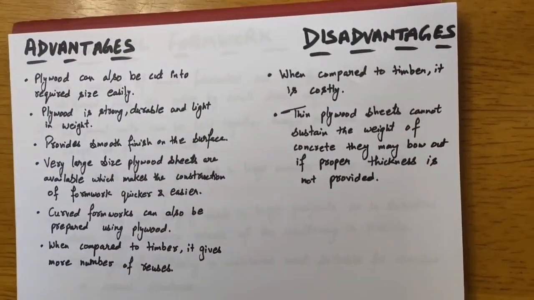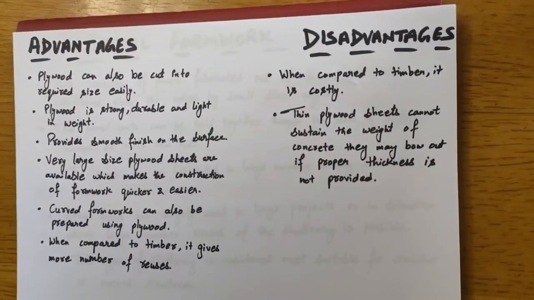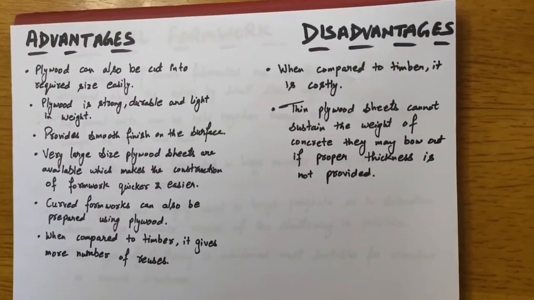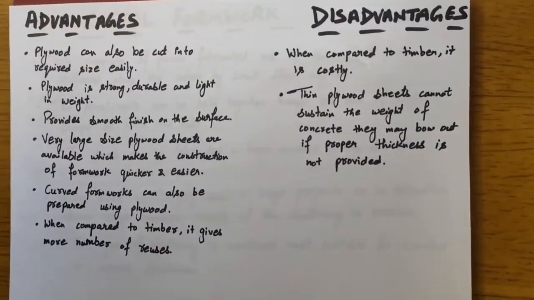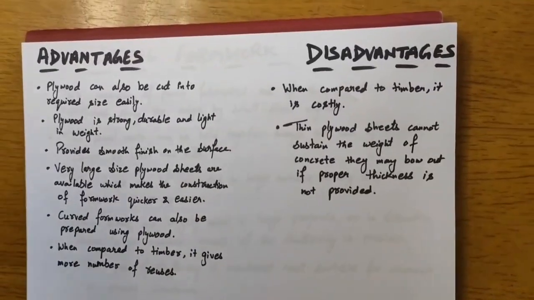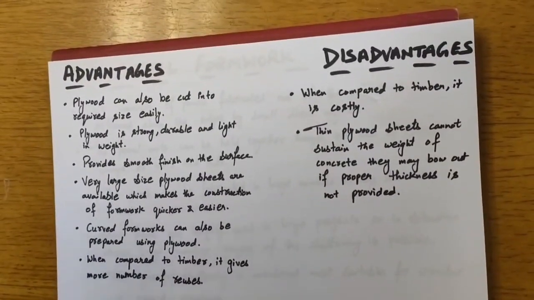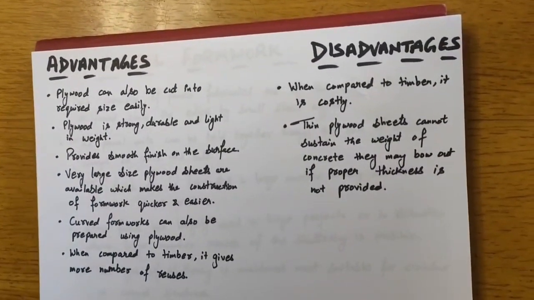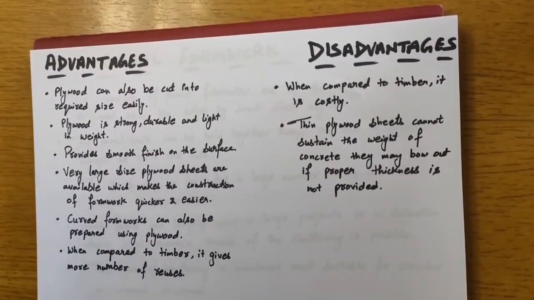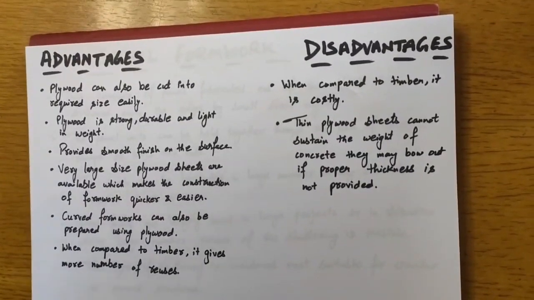Let's see the advantages and disadvantages of plywood shuttering. Plywood can also be cut in required size easily. So you can shape them, give them the desired or required shape and size. Plywood is strong, durable and light in weight. Provides smooth finish on the surface. They have smooth finishing. Very large size plywood sheets are available, which makes the construction of formwork quicker and easier.